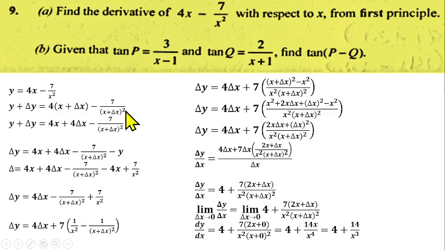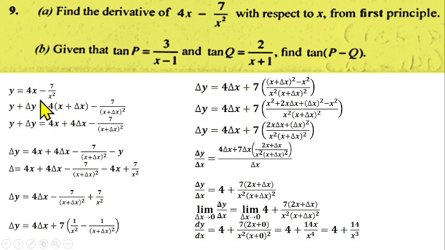Question number 9 is quite a little bit long, but we are going to solve it step by step. We are having differentiation and we are having trigonometric ratio. So question number 9 is from differentiation. Question number 9a is from differentiation. We have to differentiate this function with respect to x from first principle, and that's the first thing you learn in differentiation from the first principle.